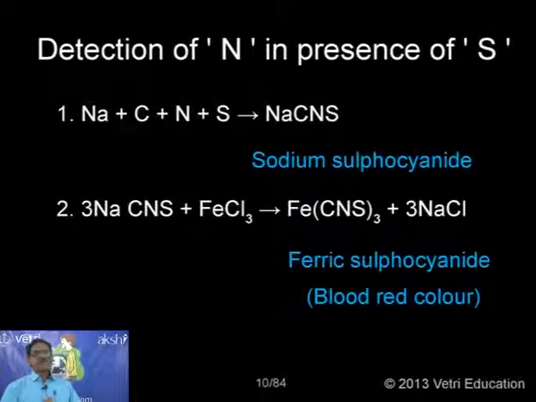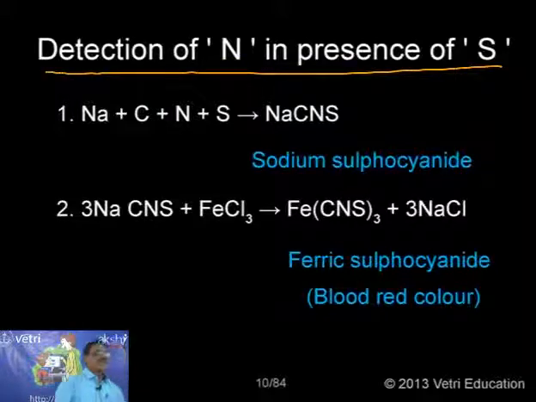The next thing is, when we are testing for nitrogen, if there is sulfur also, we have some problem. Let me explain that problem: detection of nitrogen in the presence of sulfur. When we do this test for nitrogen, that is the formation of Prussian blue, if sulfur is present, we will not get a blue, bluish green or green colored solution or precipitate, because the color will be masked by sulfur. Instead a blood red color will form. The formation of blood red color will spoil the entire color, and we cannot detect whether nitrogen is present or not.